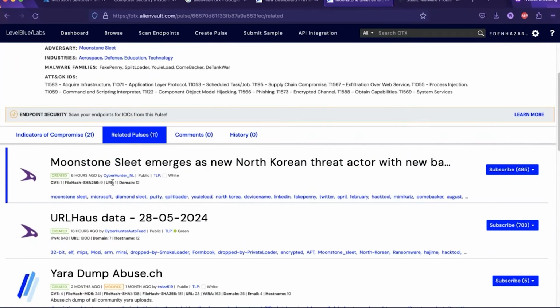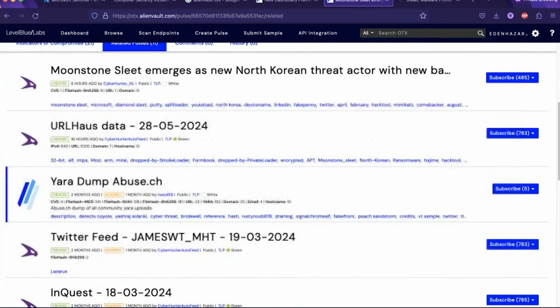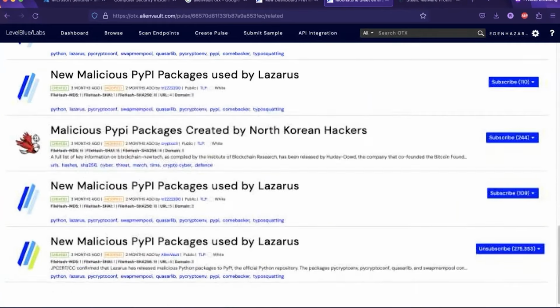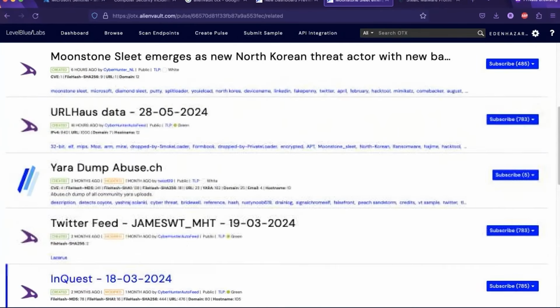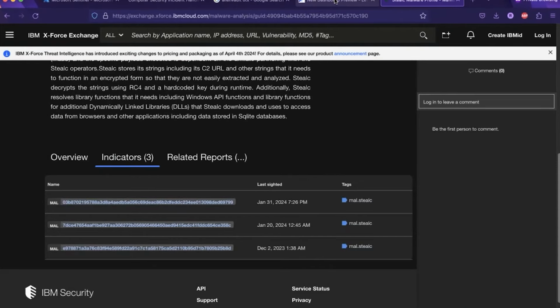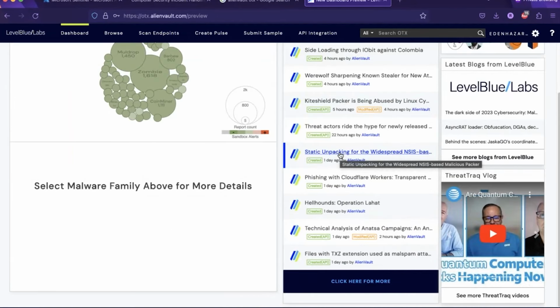So as you can see, different people like cyber hunter NL, who publish threat intelligence, are giving you the data as well. So Yara dump, abuse.ch, very good one. Okay, so you got those as well. You can see all these further related resources to this one. Similar to this, you can go ahead and gain more and more insight over here. I would say, because one thing is going with your proprietary one, and one thing is getting your open source resources as well.